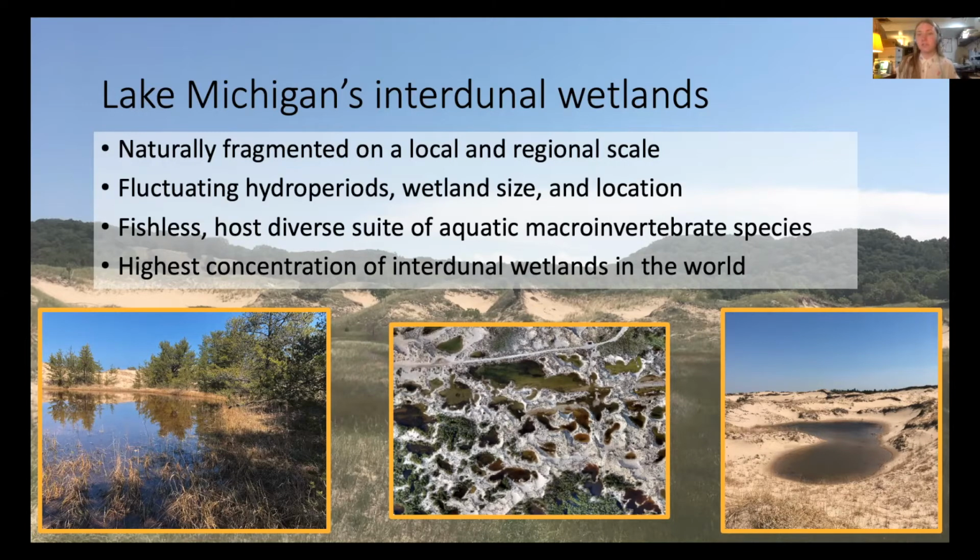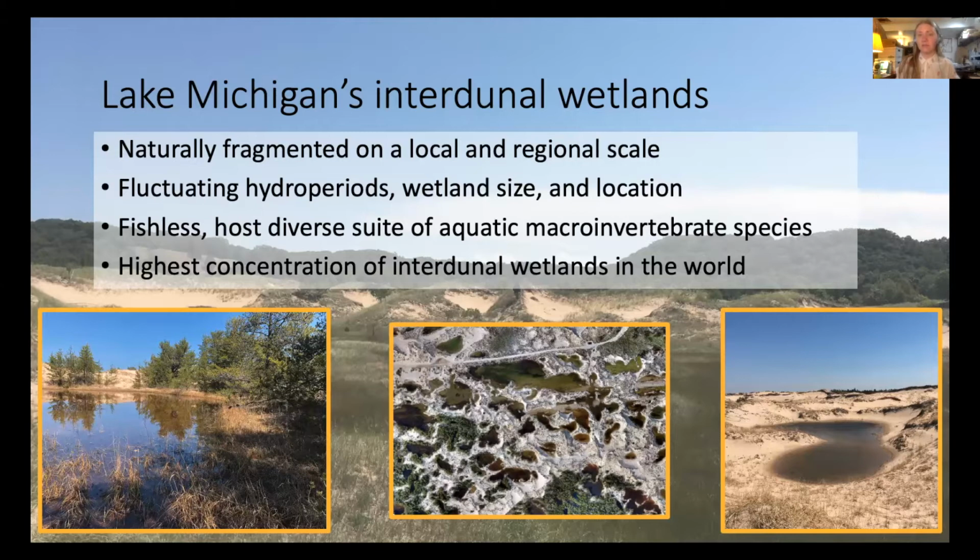Wind can shift the sand dune complexes along the coastline, which can thereby shift the locations of interdunal wetlands across the landscape. Due to the fluctuating hydroperiod and lack of surface water connection to the lake, these wetlands are actually fishless. However, this does not mean they're void of life. They host very diverse and abundant communities of aquatic insects and also support amphibians, reptiles, and birds.